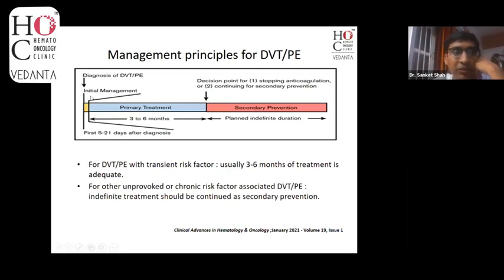So this is the management of DVT: initial management of 5 to 21 days where you give LMWH or the DOAC. Then there is a time duration for primary treatment, and then a time point from where you have to start secondary prevention. If it is a transient risk factor which can be eliminated, then this is good enough and you stop treatment here. But if it is unprovoked or a chronic risk factor like malignancy, then there is no stoppage. This will continue for an indefinite period.